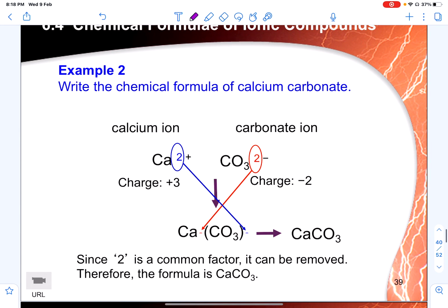Same thing for calcium carbonate, because they both will receive the 2, we will not write it, since they can be divided or simplified, as 2 is the common factor. It will be removed, and therefore you'll get CaCO3. Do read in the exam question what they want. In this case, they want the chemical formula, so you write the chemical formula. However, if they want you to write the chemical name rather than the formula, then you spell it out as calcium carbonate.